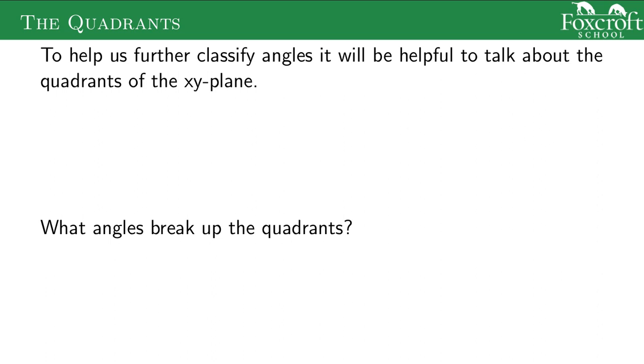All right, to help us further classify angles, we're going to talk about the quadrants of the XY plane. So if I think about the XY plane, quad means 4, and you can see it breaks up into 4 parts. In the top right here, we're going to call this quadrant 1, being in the top right, because that's when X and Y are positive, which is kind of the best case scenario. We're going to start there.